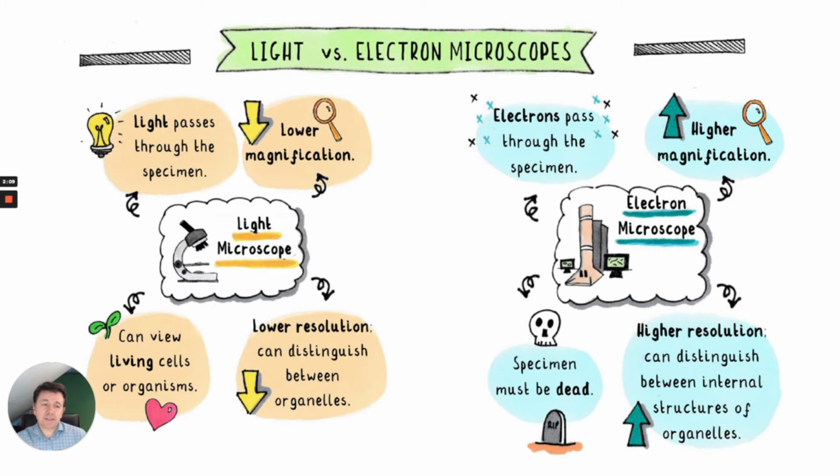Now electron microscopes, they don't use light, they use electrons. Electrons have to pass through a tube. You can see the tube there. It's in a vacuum, and that is why specimens are dead, because there's no oxygen in the vacuum. And they give much higher magnification and much higher resolution than light microscopes.